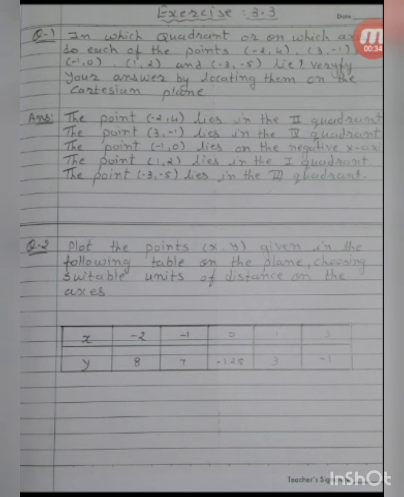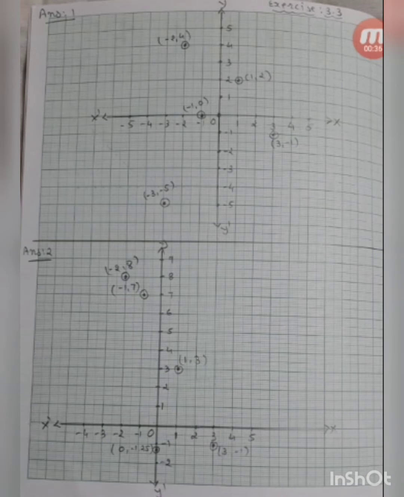So we have to draw the graph like this. Here I draw the graph X'X and Y'Y. And on the positive x-axis I write 1, 2, 3, 4, 5, and in negative -1, -2, -3, -4. But in positive on the y-axis we have to write 1 to 9, and in negative only -1 and -2.